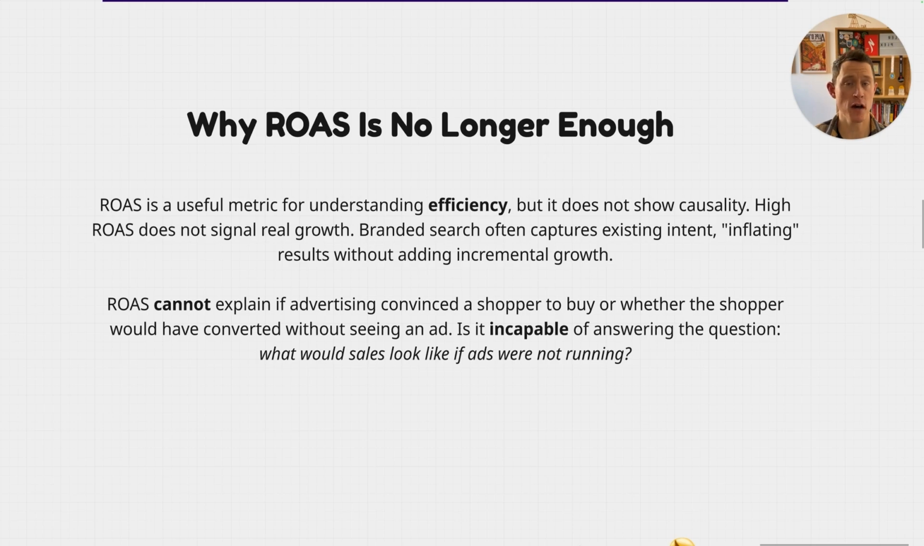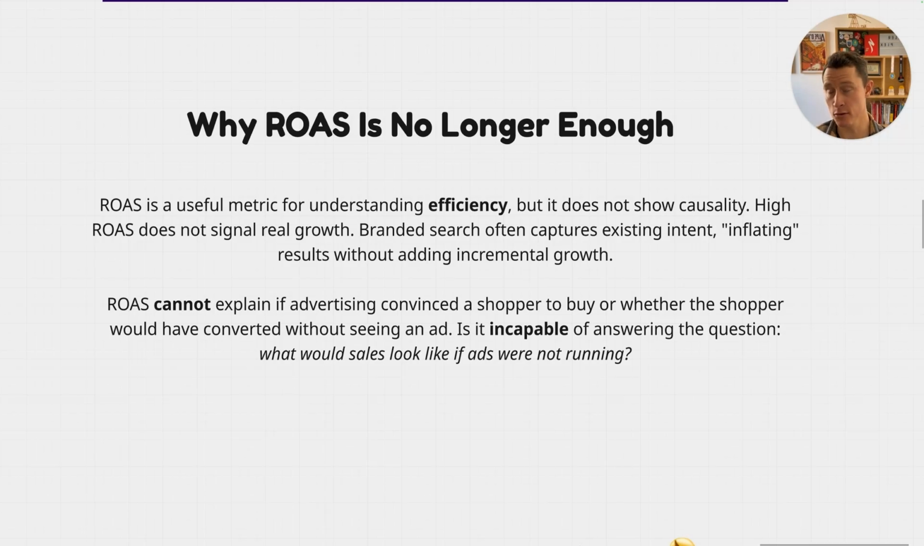So now that we've got a very complete understanding of what incrementality is and is not, let's revert back to this concept of ROAS and why in 2026, the sole metric of ROAS, looking at that and nothing else, is simply no longer enough. It's not useful. ROAS is really designed to understand ad efficiency, but it does not show causality. What has actually caused or led to this situation?